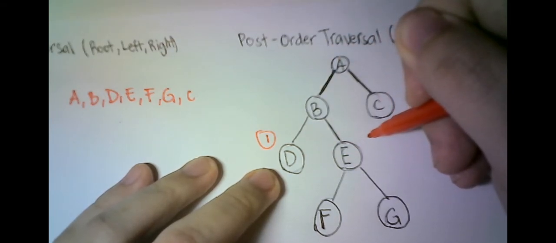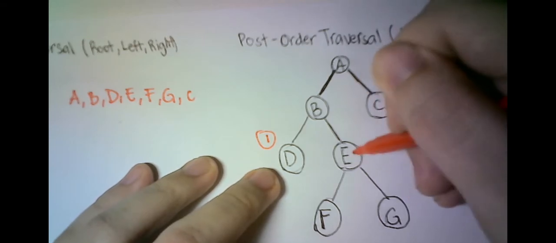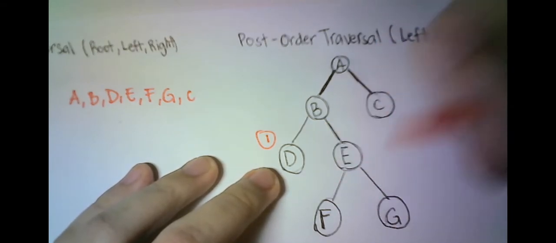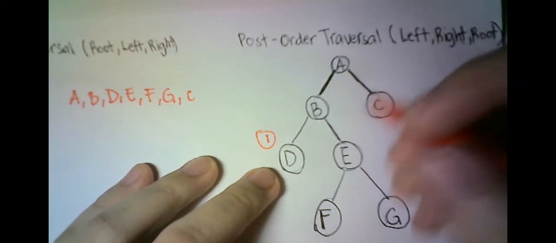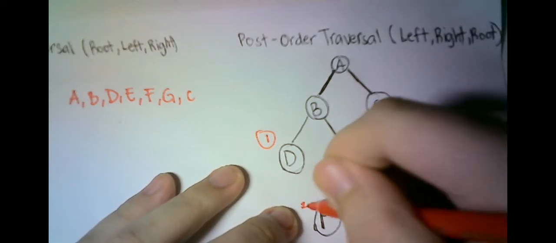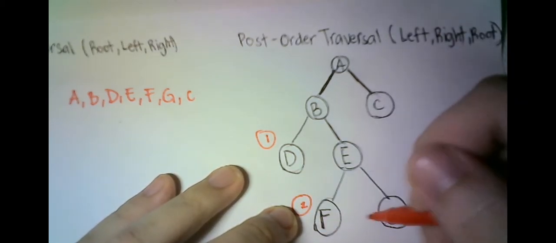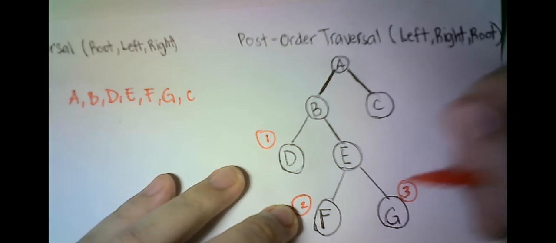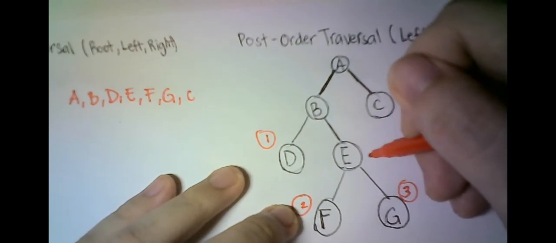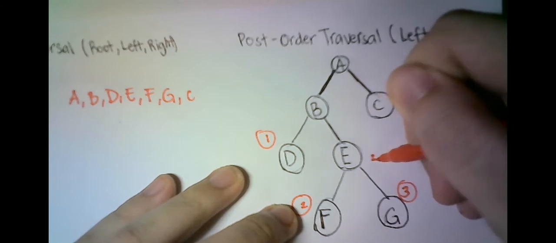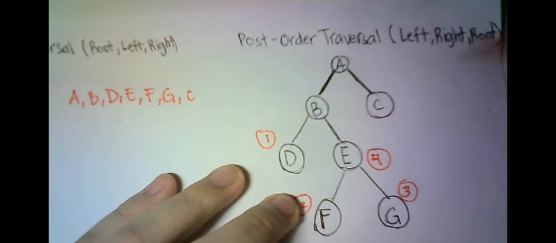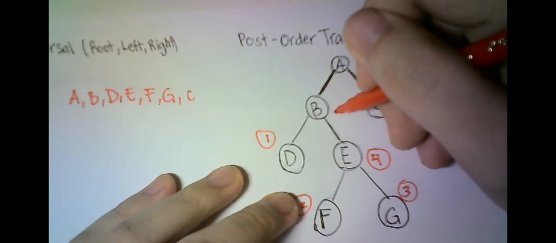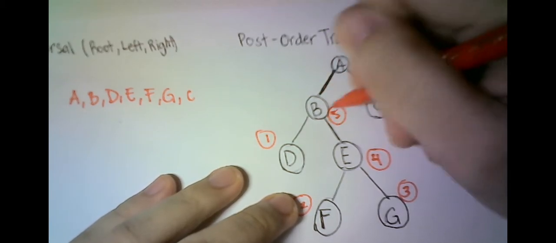But the E node here is a parent node. It has children nodes. So you go to the left node again, and start again in the order. Start from the left. So our second here is F. Then you go to the right, which is G. This is our third one. Then you go to the root, which is E right here. D, F, G, E. So this is our fourth. Then since the last in the order is root, you go back to B, which will be our fifth.